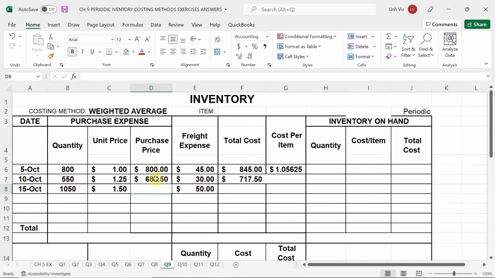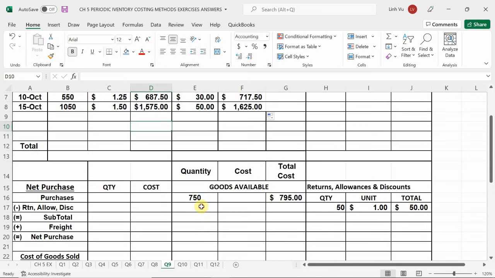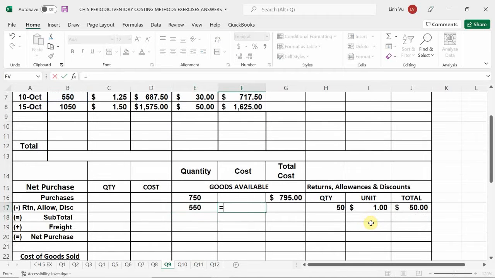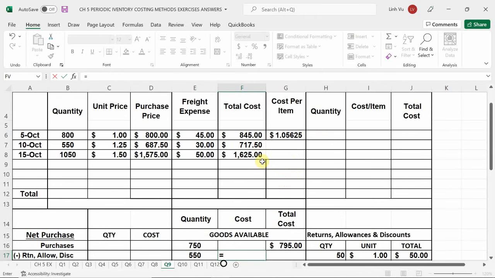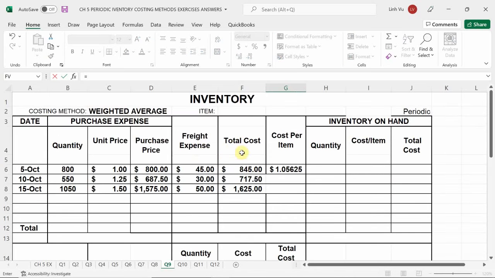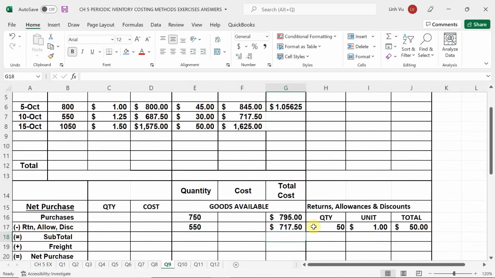So in this case, what would be my purchase price here? $1,575. Good. Plus that $50. $1,625. And then don't forget, let's add that second batch of inventory because we didn't return anything here. So we can carry this into, oh, no cost per item. We can carry this into my goods available for that $717.50.